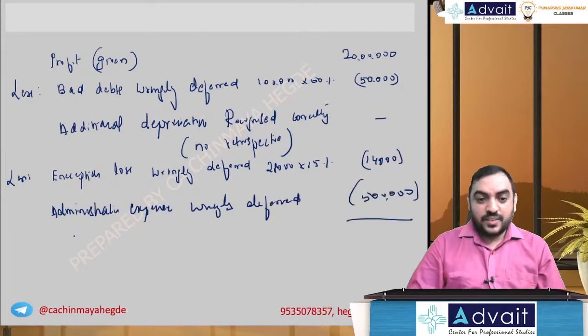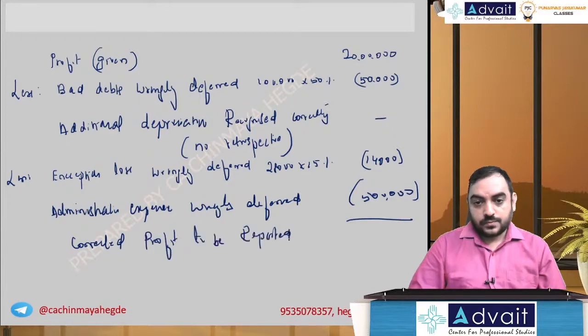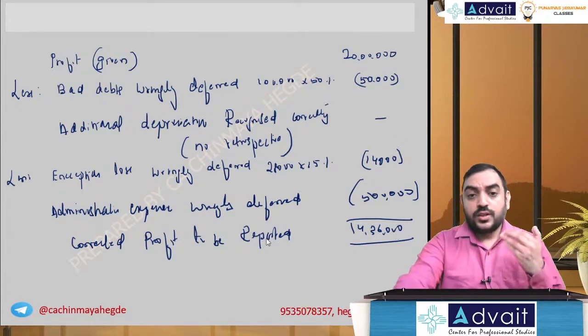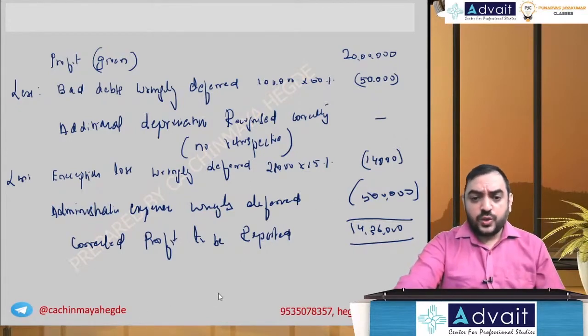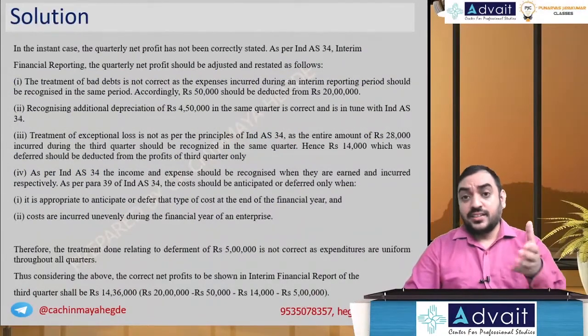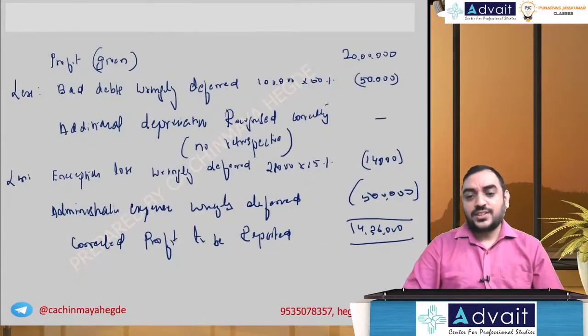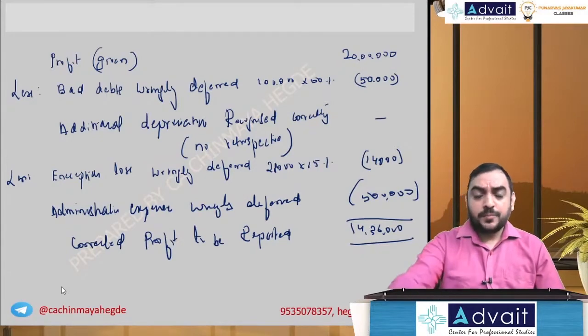So what is the corrected profit to be reported? Corrected profit to be reported: 14 lakh 36,000. Okay, fine. So hope you got this. How to present it in the examination? You can present like this. The institute solution will be like this: detailed, sentence-wise. Ultimately, what they've got is also the same thing. We can present the answer like this. Sufficient. You don't have to write beyond this. Okay, I'll go further.